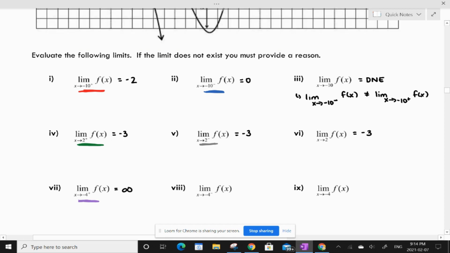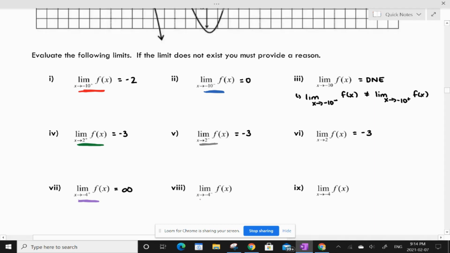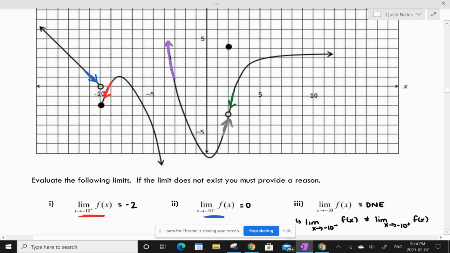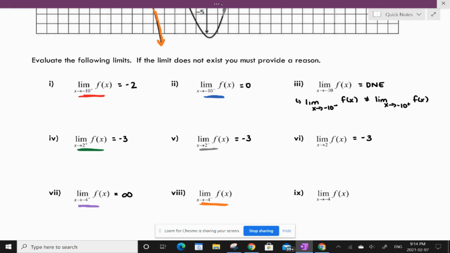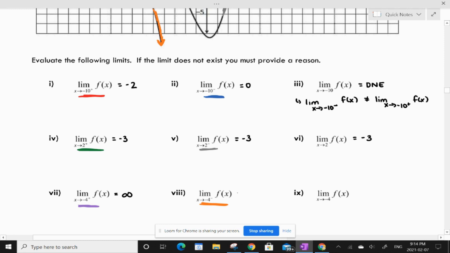Now for the next portion, it asks the limit as x approaches negative 4 from the left-hand side for f of x. So I'm going to use orange to help me out with this one. If I take a look at my graph, as x approaches negative 4 from the left-hand side, this is what's happening with my graph. It's going down like that. It's actually going to negative infinity. So the limit as x approaches negative 4 from the left-hand side for f of x is negative infinity.